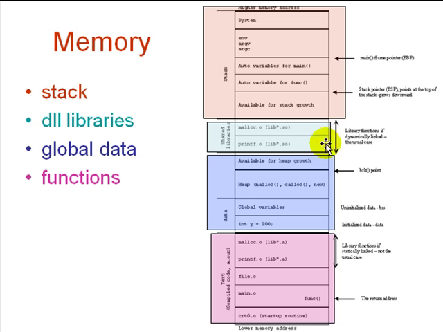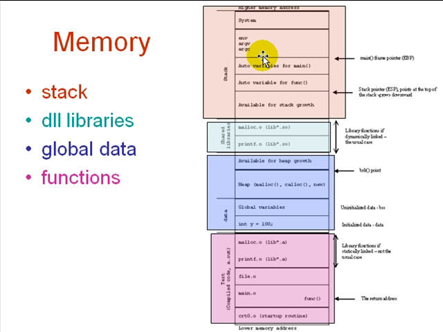And above it is the stack. The stack starts at the top with a system function call. When you finally return, this is a system address, and then your environment is loaded. Then you push the arguments, and then you push the argument count. Then you jump into main.